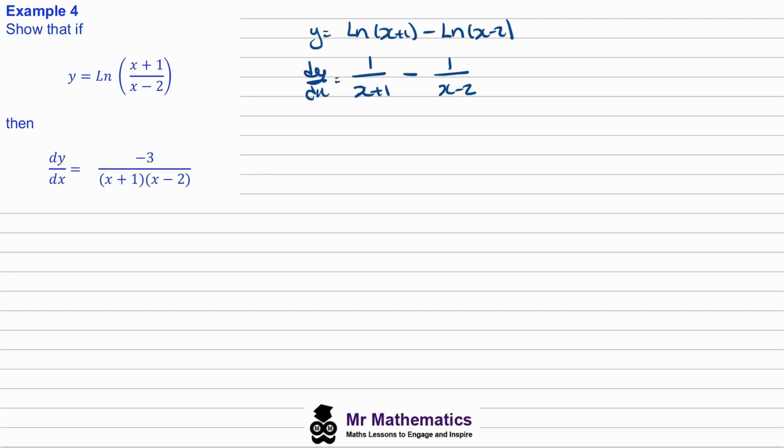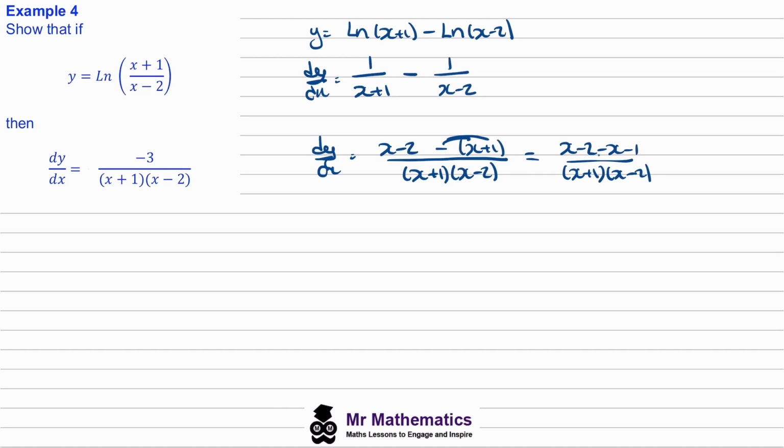So now we need a common denominator. We multiply this fraction by the x minus 2. So we get x minus 2. We'll multiply this fraction by the x plus 1. And we'll have our common denominator of x plus 1 multiplied by x minus 2. We'll expand out this bracket. And then we can tidy up our numerator. These two will cancel. So we've got negative 3 over x plus 1 multiplied by x minus 2, which is what we were asked to show here.